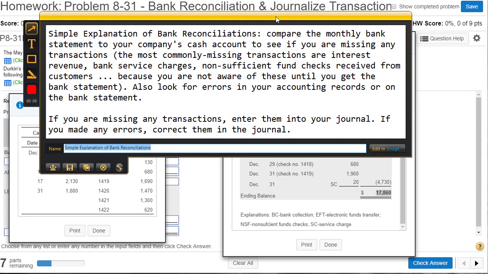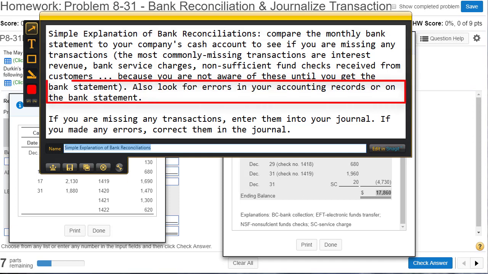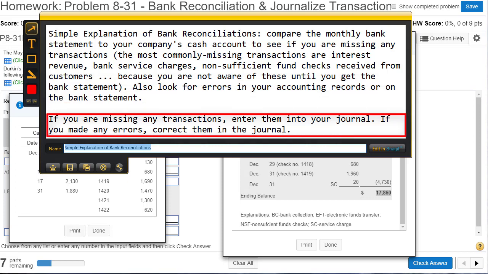So just a quick review here. The reason we're doing a bank reconciliation is that we're going to compare the monthly bank statement to our company's cash account to see if there are any missing transactions. We're also going to look for errors in our accounting records and errors on the bank statement. And finally, if we are missing any transactions, such as interest revenue, bank check charges, and bank fees, we're going to enter them into our journal. And if we made any errors, we will also correct them in our journal.